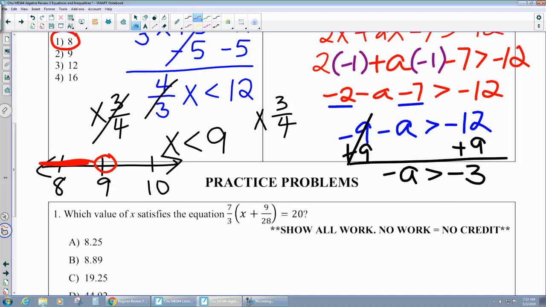And we're almost there. There's still a negative in front of the a, so what you want to do is divide by negative 1. And what's that new rule again? I divided by a negative, which means that your inequality symbol must flip. It is now a is less than 3.